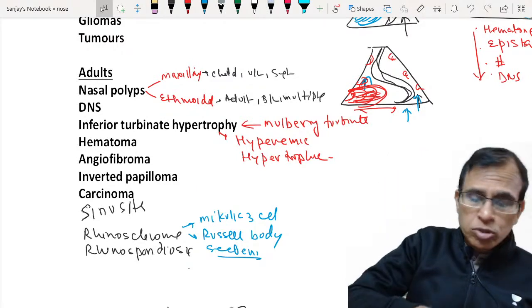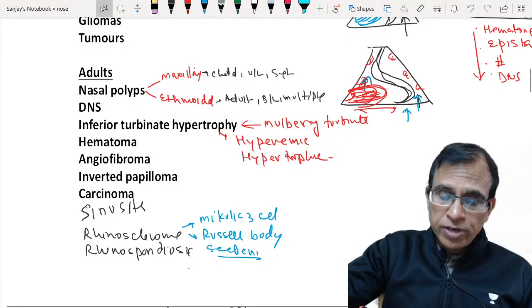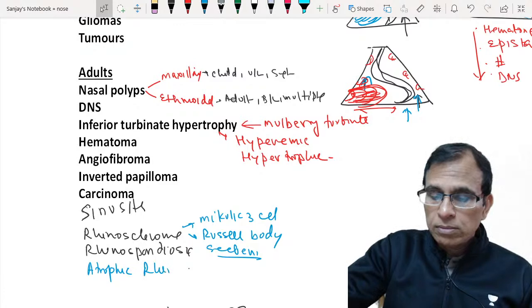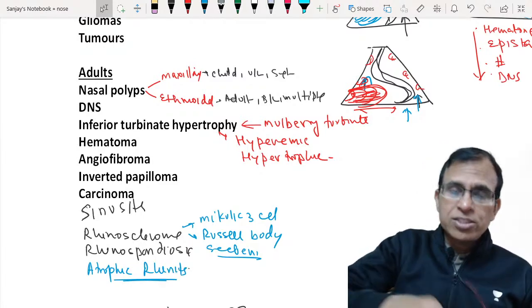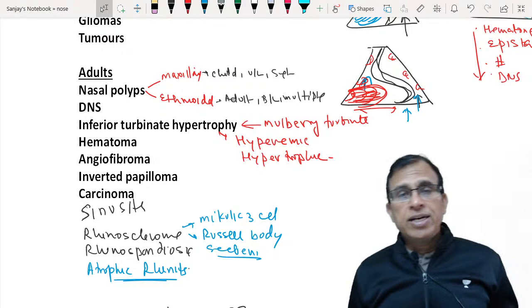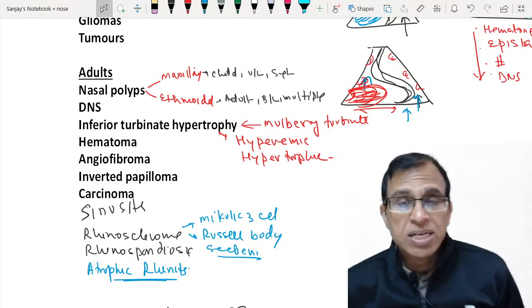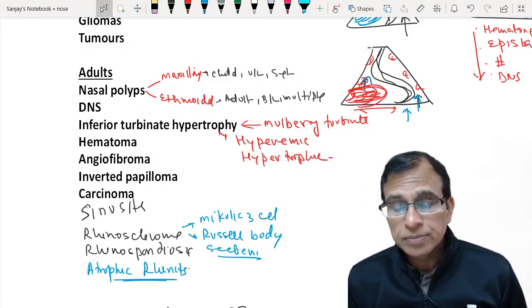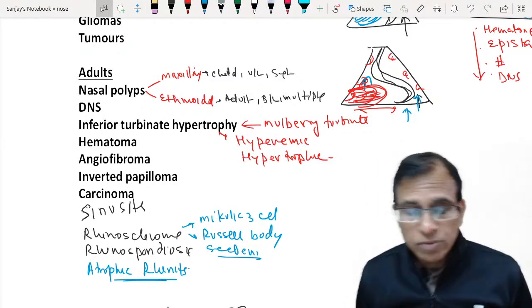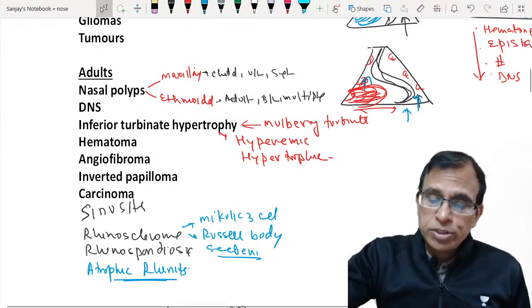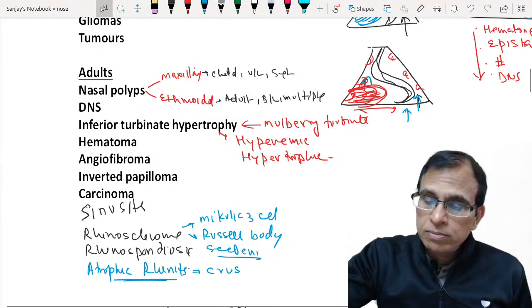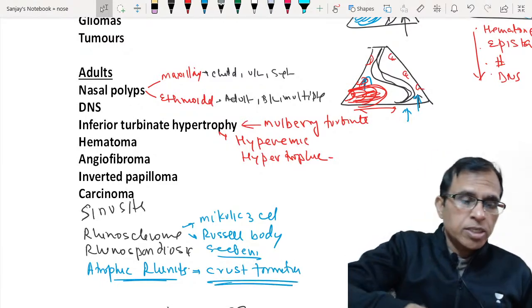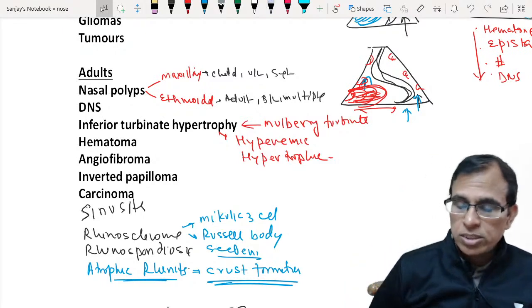Now, one more cause of nasal obstruction could be atrophic rhinitis. Now, this is very strange, isn't it? The name is atrophic rhinitis, which means the cavity space is atrophied, but the most common complaint is nasal obstruction in this case. And the cause of obstruction is crust formation. Crust formation is the cause of obstruction in most of these cases.